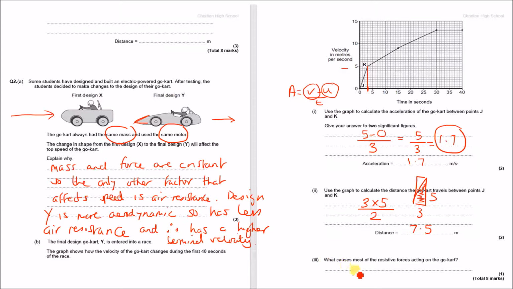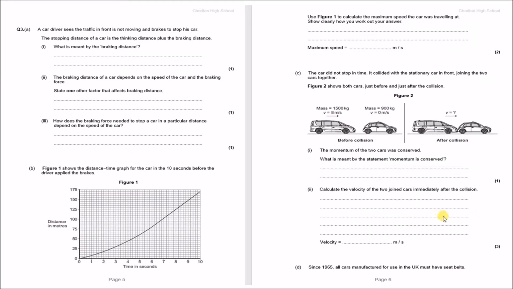Okay. What causes most of the resistive force acting on the go-kart? That's going to be air resistance. Okay, a car driver sees the traffic in front is not moving and brakes to stop his car. The stopping distance of the car is the thinking distance plus the braking distance. What is meant by the braking distance?